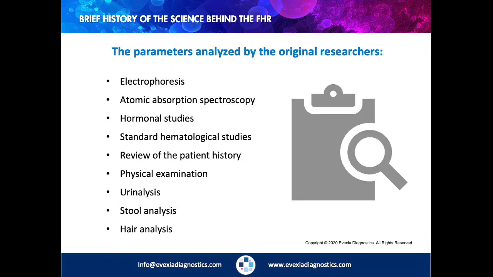This slide lists the parameters that they used. They used electrophoresis, atomic absorption spectroscopy, hormonal studies, and standard hematological studies. They reviewed the patient history and physical examination. They looked at the urinalysis, stool analysis, and hair analysis. So as you can read, the parameters were quite extensive when developing the optimal ranges for certain analytes.